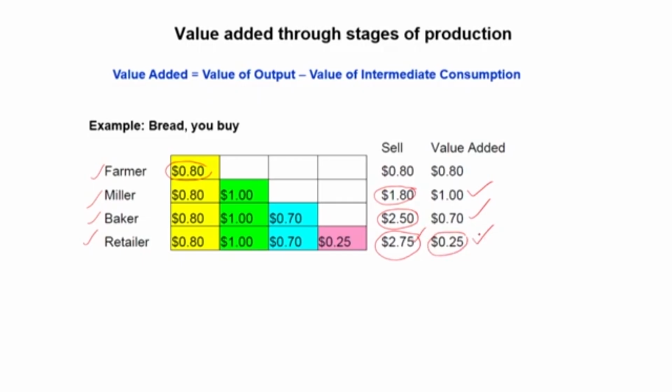So you can see in this example, the last column, when you sum it, the farmer's value addition is 0.8, the miller's contribution is 1, the baker's contribution is 0.7, and the retailer's contribution is 0.25. So at the end, when you add these, you are going to get the total value addition, 2.75, which is the total value of this particular good. Instead of directly going and measuring it from the retailer, we need to see the value added by each economic agent in this process.